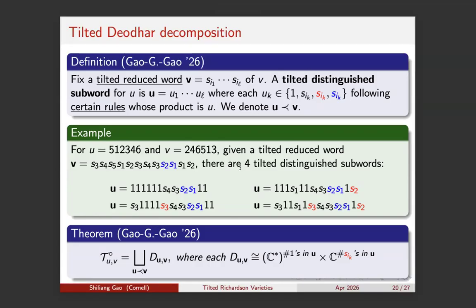And in fact, if u is less than or equal to v in Strong Bruhat order, the tilted reduced words are just your regular reduced words, and tilted distinguished subwords are just your distinguished subwords.